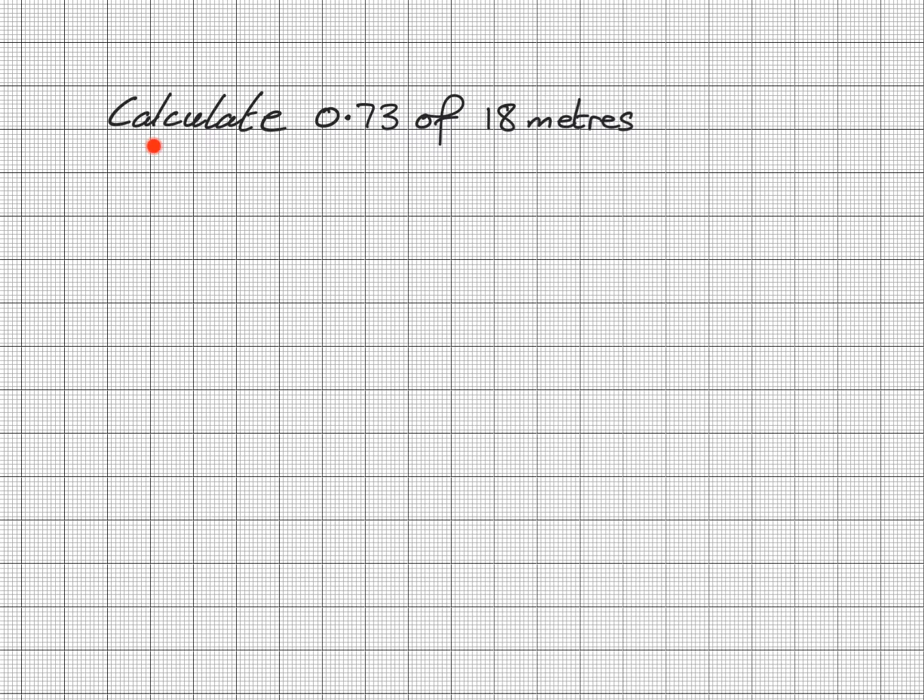Alright, here's another one for you. Calculate 0.73 of 18 meters. Okay, so that's what you need to do, and don't forget to use your unit of measurement in your answer. Alright, put the video on pause, set it out all correctly, and come back and see if you've got it correct.